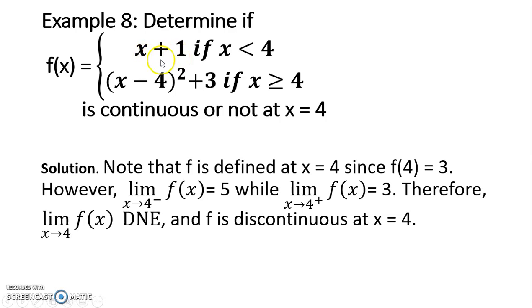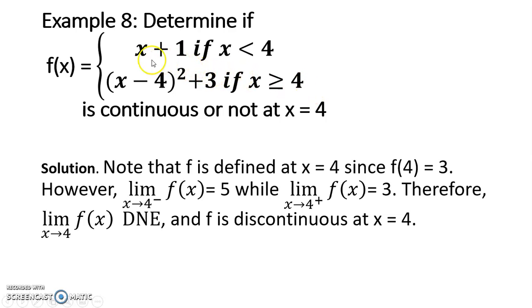So, this would be 4 plus 1, 5. For this one, if we approach 4 from the right, okay, so ang value ng x dito ay pwedeng 4.5, 4.2, 4.1, 4.999. So, ang value ng x dito ay greater than 4. So, dito siya papasok. X is greater than or equal to 4.